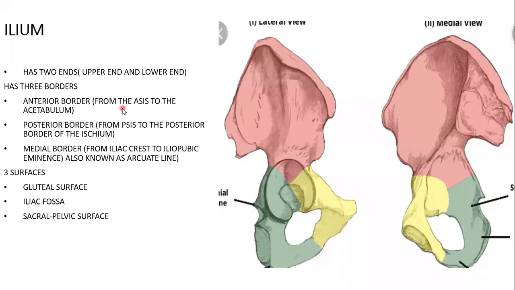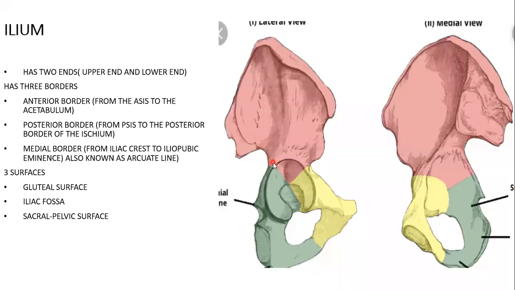So for the ilium, like I said, it has three borders. The anterior border, which you've already seen, from the anterior superior iliac spine to the acetabulum. Then the posterior border is from the posterior superior iliac spine all the way as well to the acetabulum. Or in short, you can say the posterior border of the ilium is continuous with the posterior border of the ischium. So this is the ischium, and that's the posterior border of the ischium.